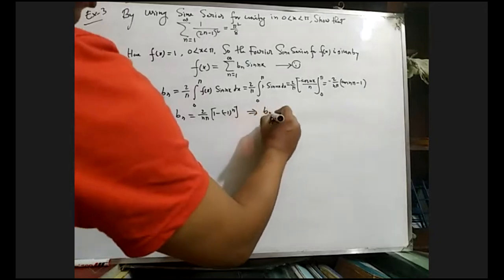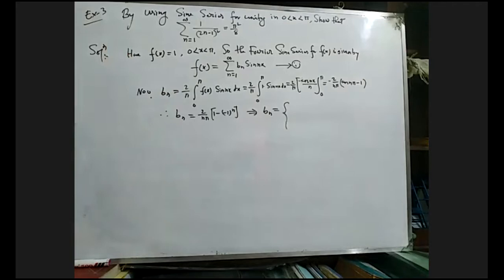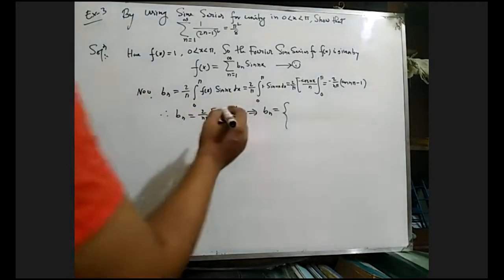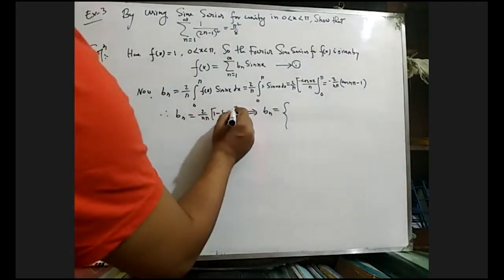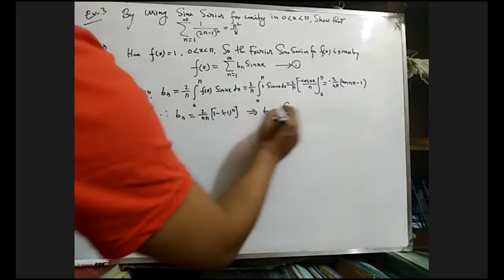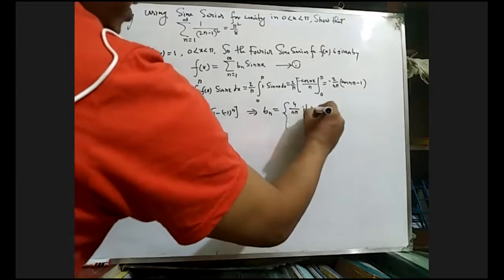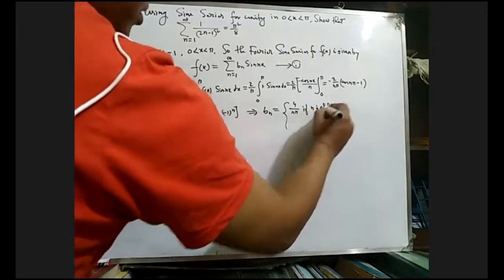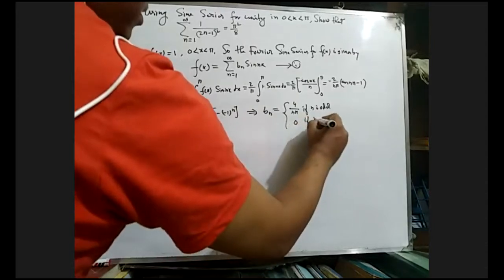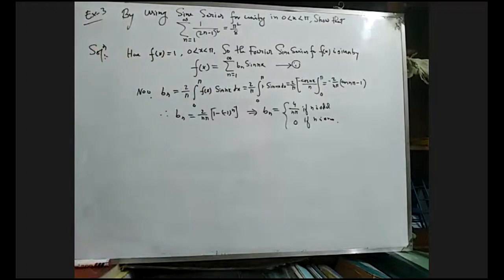That means bn equals to what will be? There are two values. One will be, if n is odd, then you get 1 plus 1, that means 2. So 4 by n pi if n is odd, and 0 if n is even. So there are two values of bn.